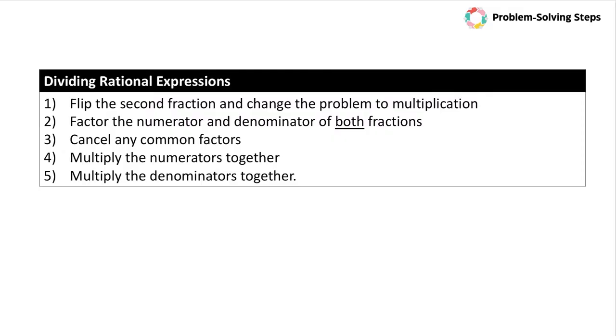And then after that, the steps will be exactly the same as we did when we were multiplying. So you factor everything, cancel common factors, and then you just go ahead and do it as though it was a multiplication problem. So let's look at some examples.